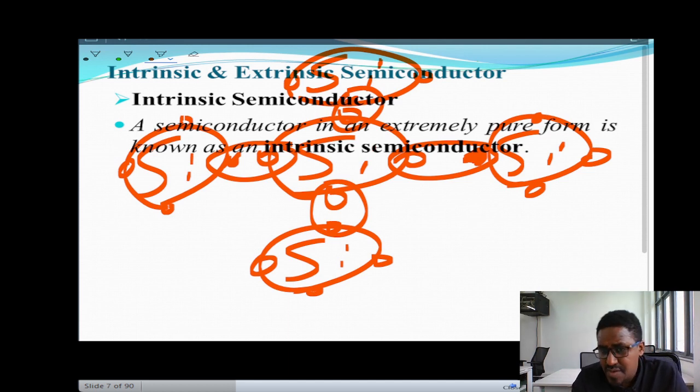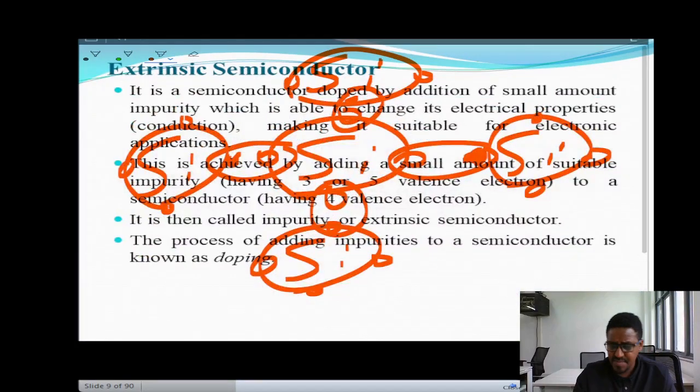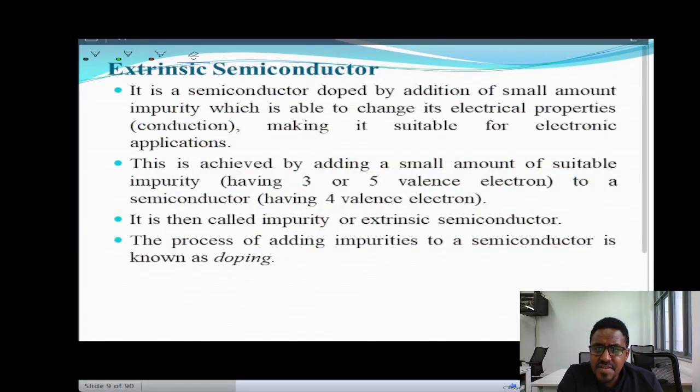In order to increase the conduction capability of these intrinsic semiconductors, it is better to add some impurity materials. The process of adding impurity materials to an intrinsic semiconductor, we call doping, giving an extrinsic semiconductor. So what is an extrinsic semiconductor? It is a semiconductor doped by the addition of a small amount of impurity which is able to change its electrical properties or conduction, making it suitable for electronic applications.